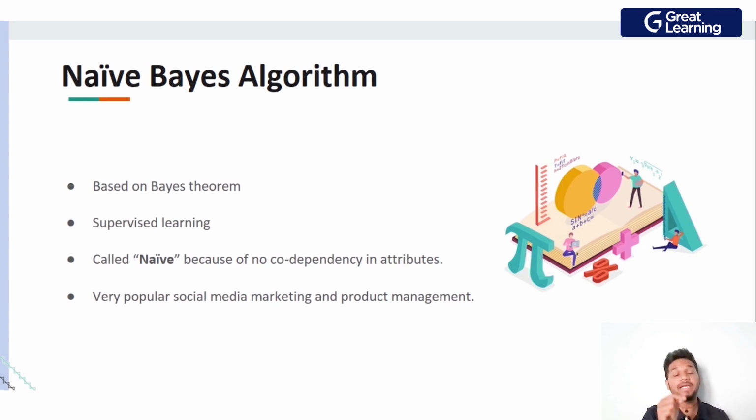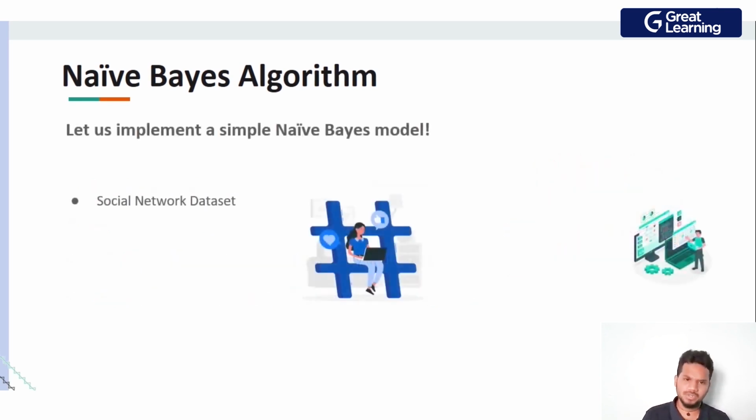And now it is very, very popular for two important things: social media marketing and product management. So whenever you have a supply chain analytics problem, or whenever you're trying to market something on social media, you want to analyze the impact of your marketing, right? Naive Bayes is very, very popular in those cases.